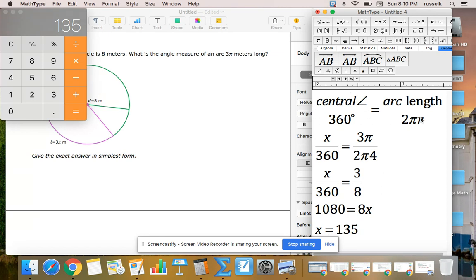This is the main formula that you need to focus on. We want to plug in what we know. Just be careful to read the problem, see what they gave you, and then cross multiply and solve for what you're missing.